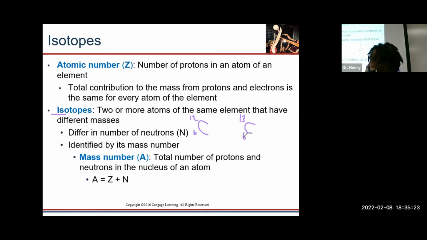Yep, they can do that. That is possible. Okay, so isotopes are the same element, but it weighs differently. So how is it going to weigh differently? We know that the number of protons are the same because that is what defines the element. So then how is it going to weigh differently?